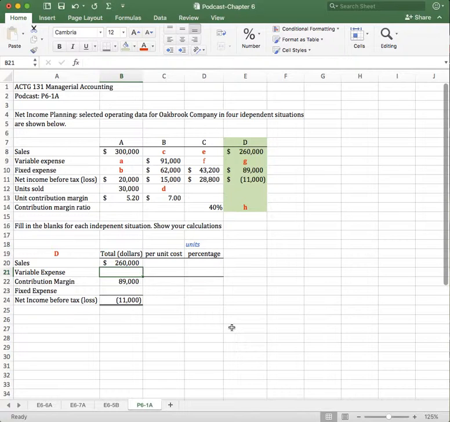Now, we could do two things, right? We could calculate the variable expense. Since that's asked, let's do that by taking total sales dollars and subtracting total contribution margin dollars. That gives us $171,000. We now can calculate our contribution margin by taking our contribution margin ratio, total dollars, and adding to it, let me back up. Oh, here we go. And adding to it the loss.